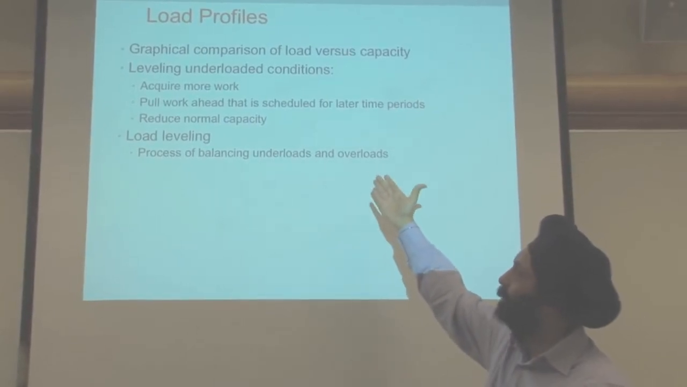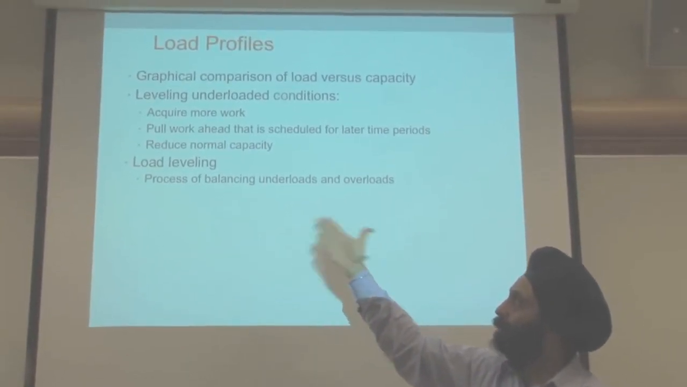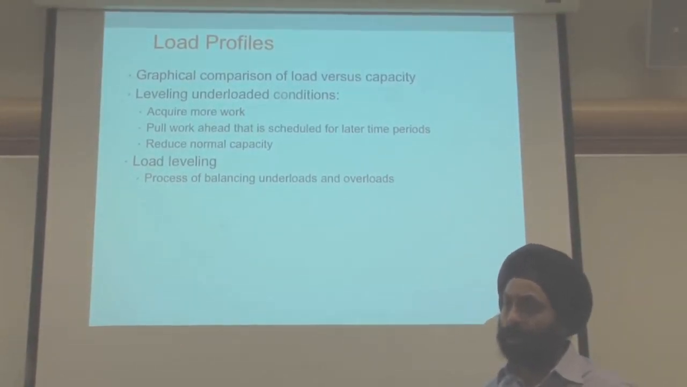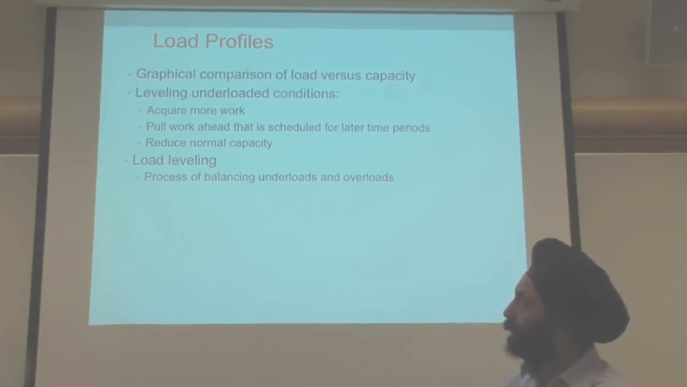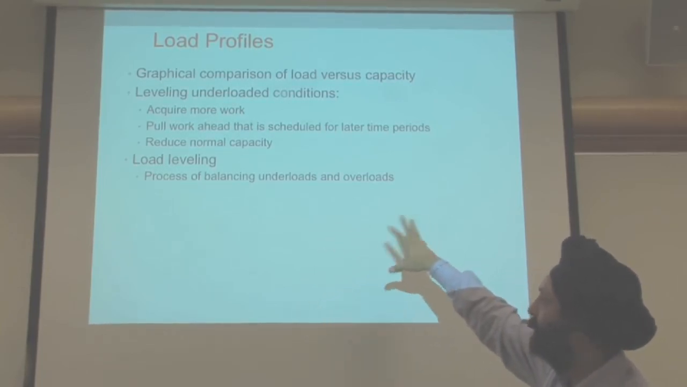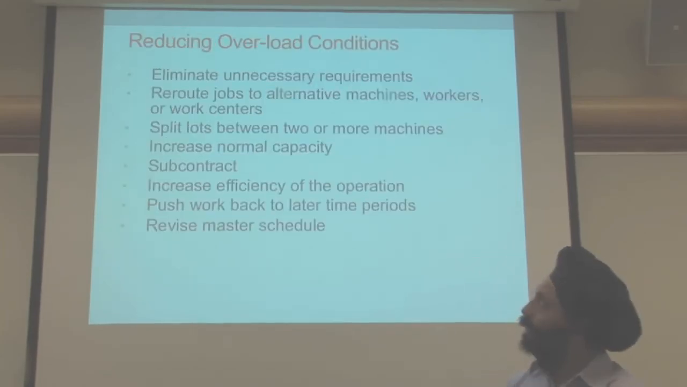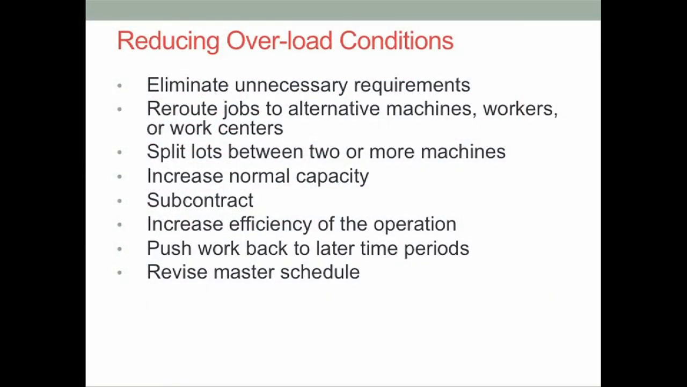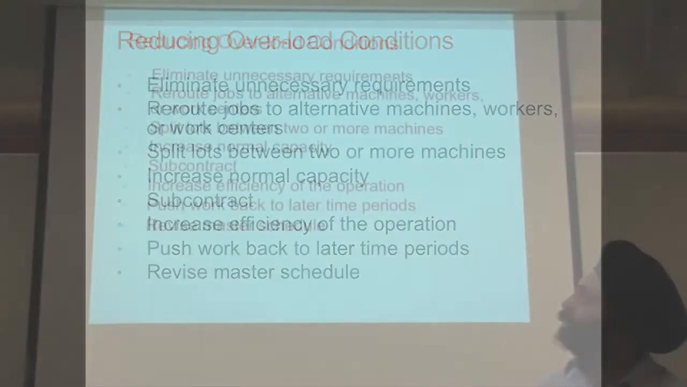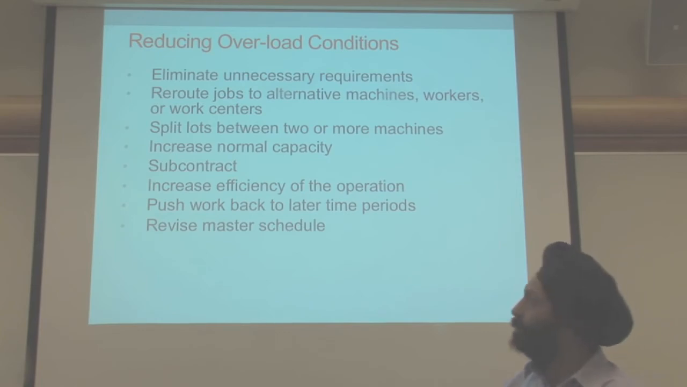Pull work ahead of scheduled for a later time period and reduce normal capacity if everything else doesn't work. Load leveling is the process of balancing underloads and overloads that we do. In case of reducing overload conditions, eliminate unnecessary requirements. Make sure you're not creating some unnecessary requirements and thereby overloading the machine.